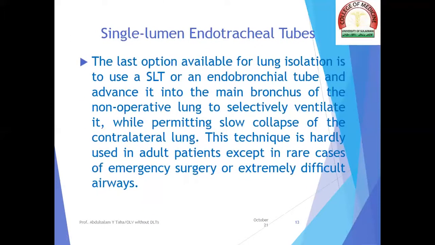Well, the last method of bronchial or one lung ventilation is to use the conventional single lumen endotracheal tubes. Advance it into the main bronchus of the non-operative lung to selectively ventilate that lung, while permitting slow collapse of the contralateral lung. This technique is hardly used in adult patients, except in rare cases of emergency surgery or extremely difficult airways.